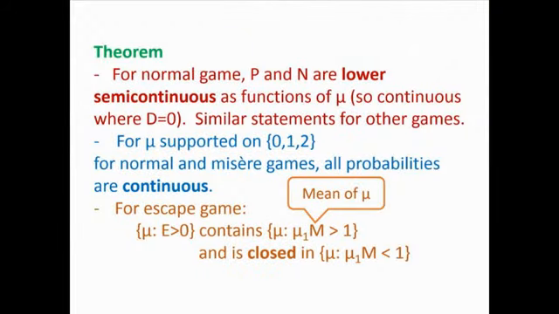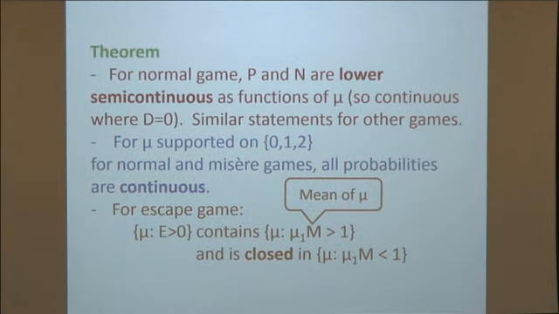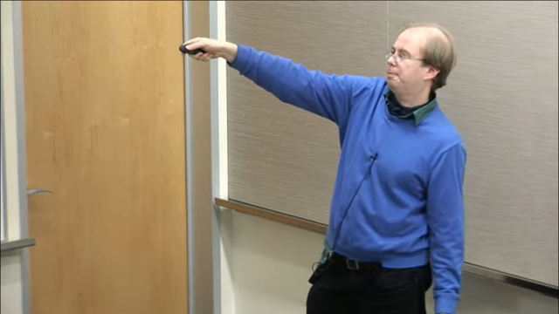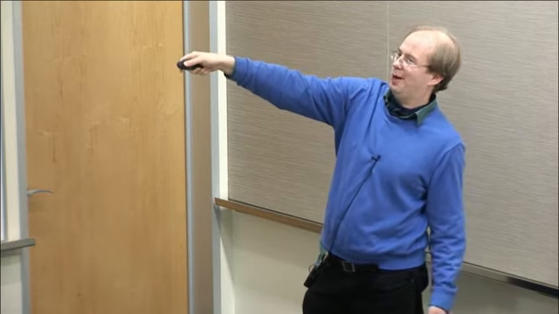However, we wanted to salvage some rigorous statements that are true in general. So for the normal game, P and N are lower semi-continuous functions of the offspring distribution. So basically, the only way you can get jumps is by D-jumping. And similarly for the other games. And for mu, where the support is too small, all these probabilities are continuous.